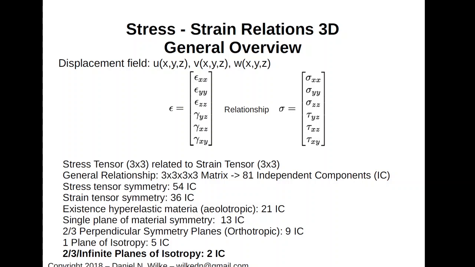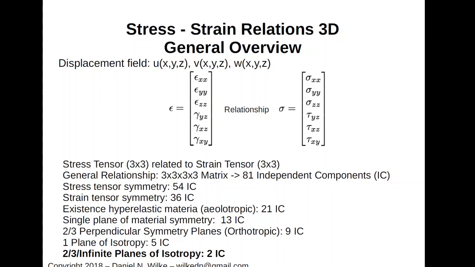Okay, so then there's elastic, hyperelastic material. That is additional assumptions that one can make about the material, and that brings us down to 21 independent components. We can have a single plane of material symmetry, which brings us down to 13 independent components. That is just a single plane across which we have symmetrical behavior. If we go down to orthotropic materials, often referred to as 2/3 perpendicular symmetry, which is often related to laminates and composite materials, that comes down to 9 independent components.